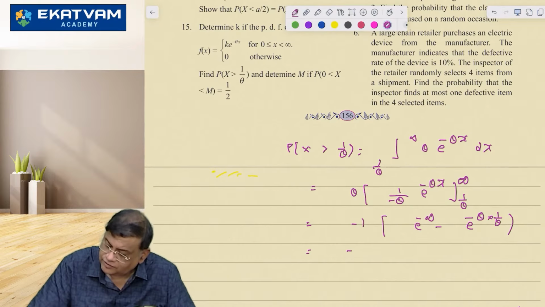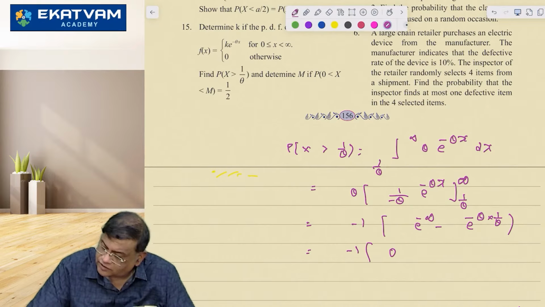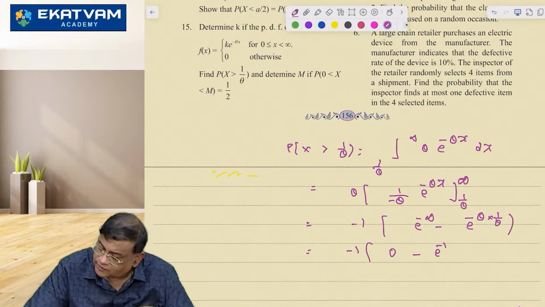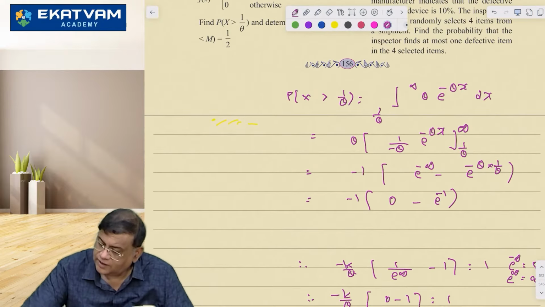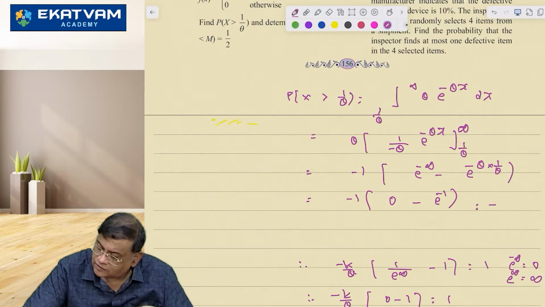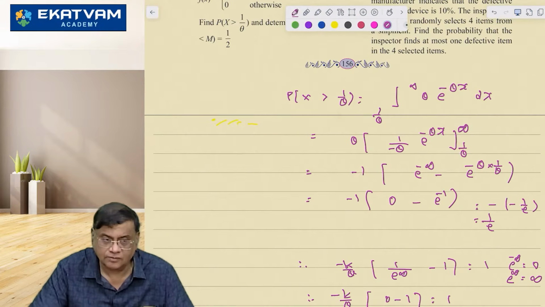That means this is minus 1. It is 0 minus e raised to minus 1. And therefore it will be minus of minus 1 upon e. So the answer is 1 upon e.